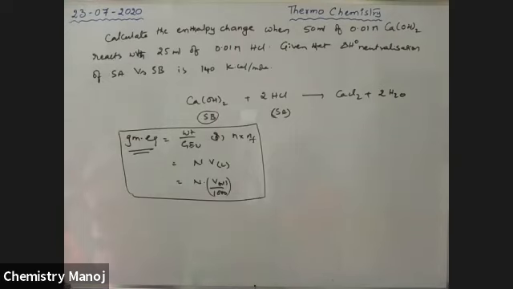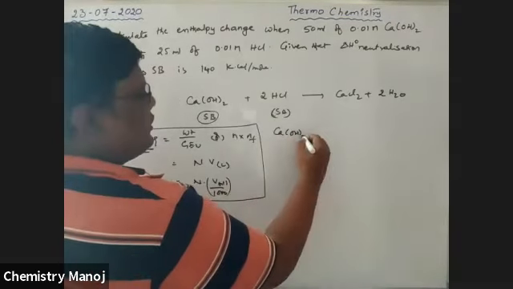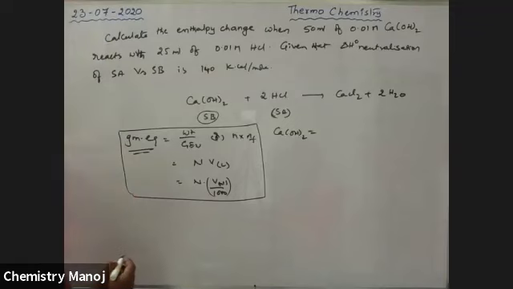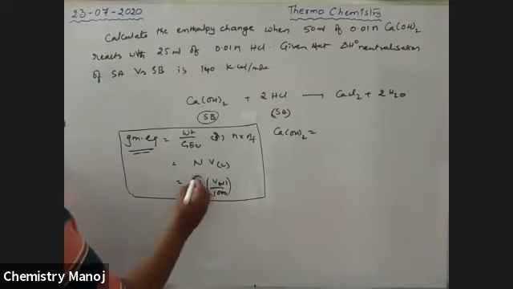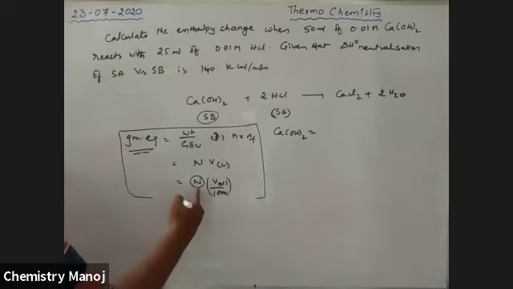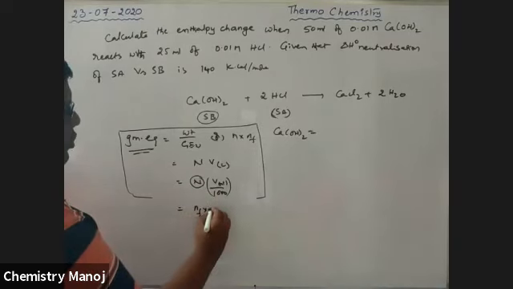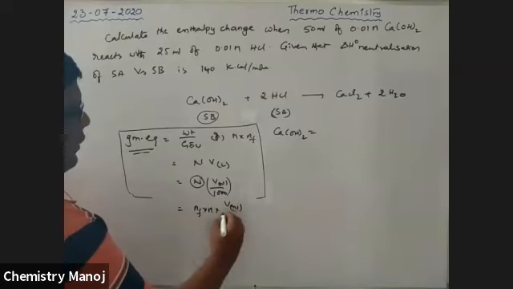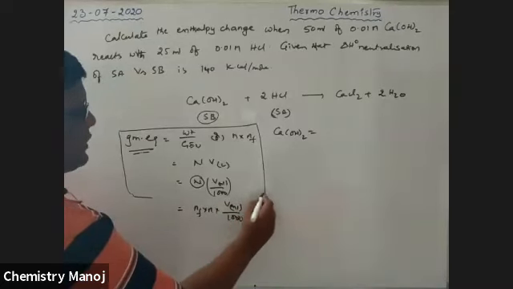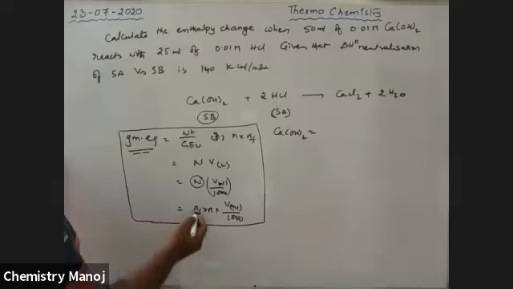Now, how many gram equivalents of calcium hydroxide? I am applying the formula. If molarity is given to you, normality is equal to n factor into molarity. Therefore, gram equivalents is n factor into molarity into volume in ml by 1000. This is also the formula. I am using this formula.